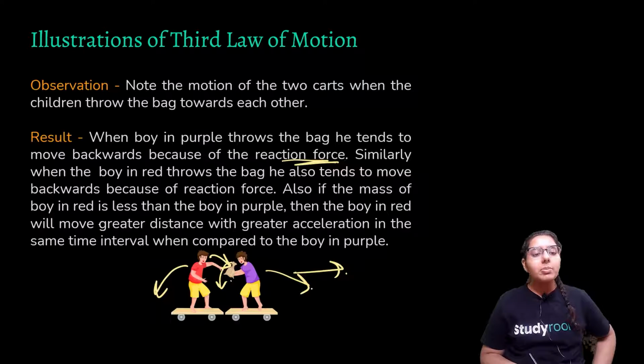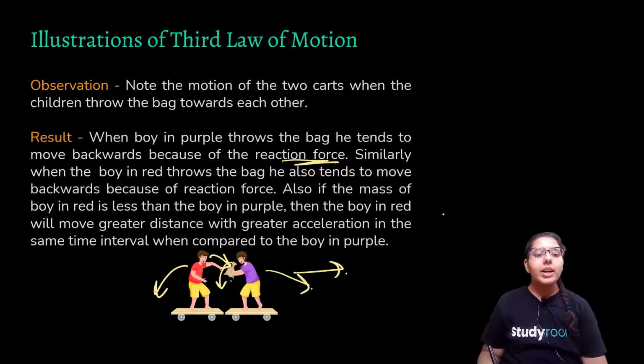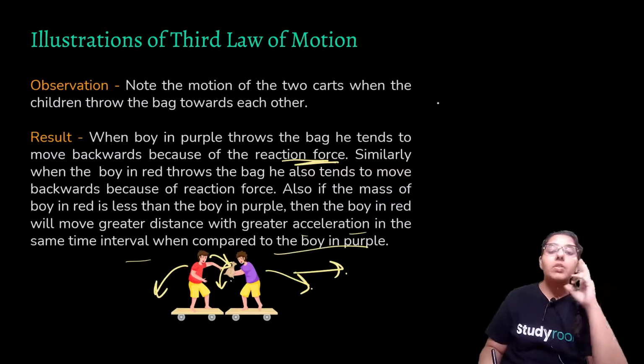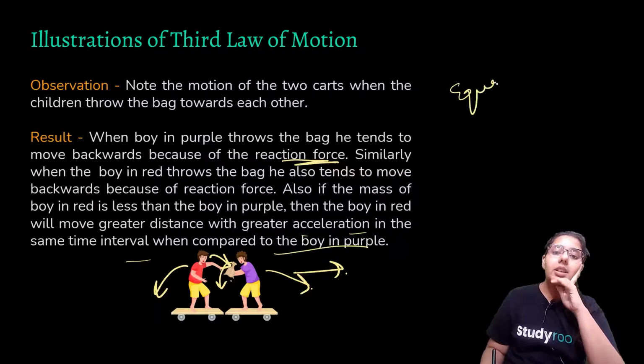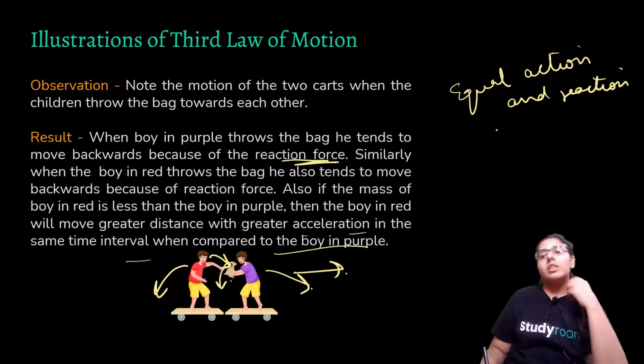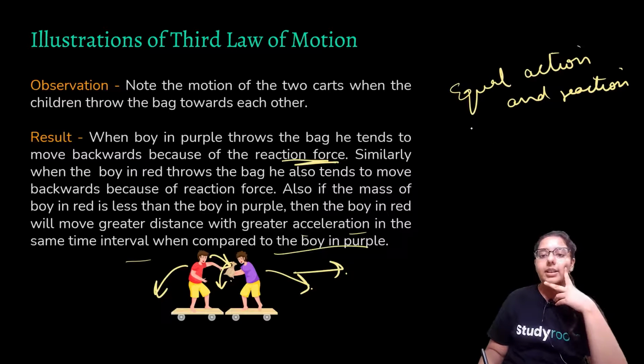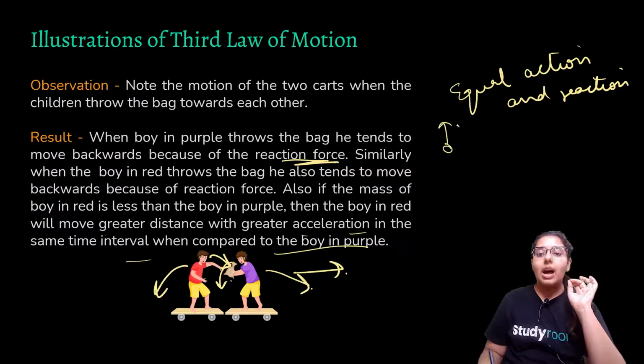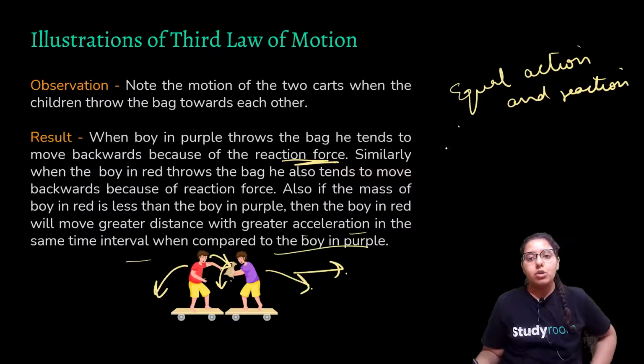Also, if the mass of the boy in red is less than the boy in purple, then the boy in red will move a greater distance with greater acceleration in the same time interval when compared to the boy in purple, because we want equal action and reaction. Just like we saw in the case of the bullet and the gun, right? So the velocity and the acceleration of the bullet was too high to match the force of the gun.